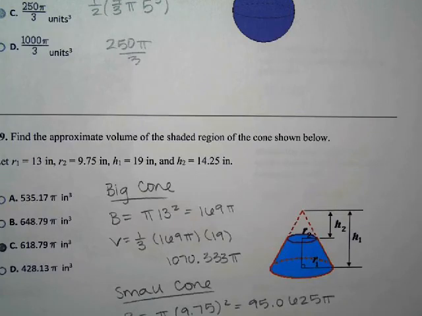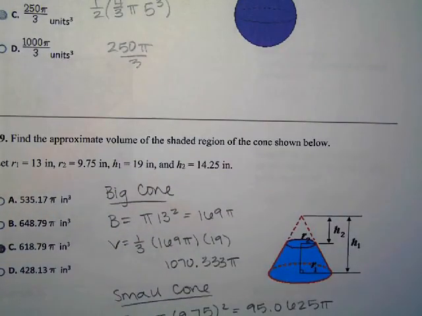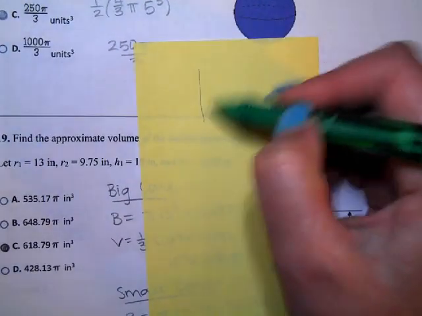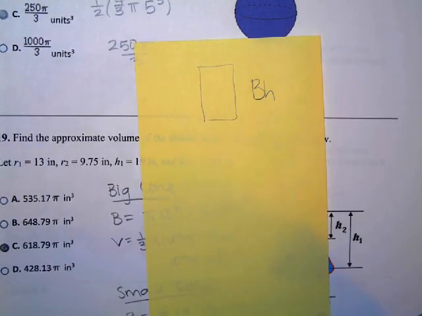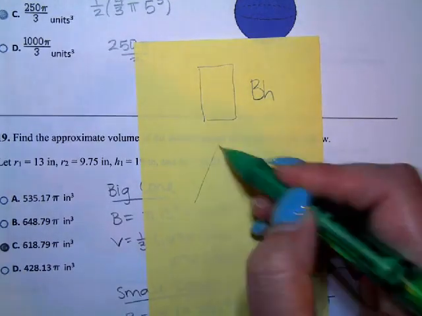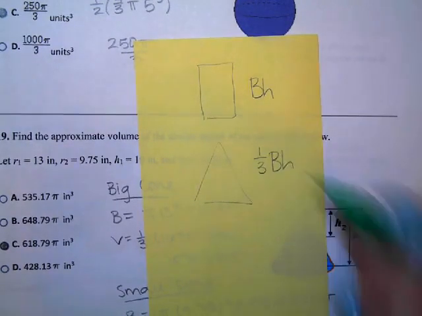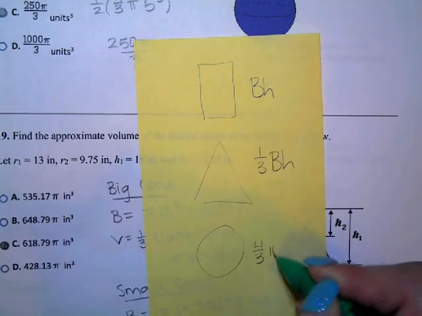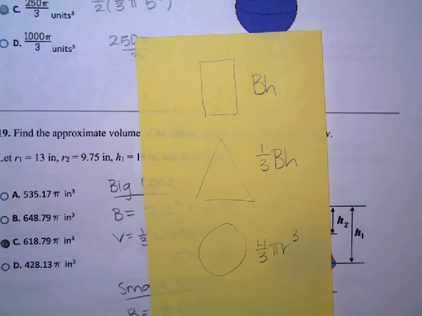So the way that I narrowed it down is that there's 3 formulas. The 3 formulas we had: for shapes that are perfectly up and down, it's area of the base times the height. For shapes that taper in, it's 1/3 area of the base times the height. And then for a sphere, it's 4/3 pi r cubed. So there's only 3 formulas to memorize. That's the idea.